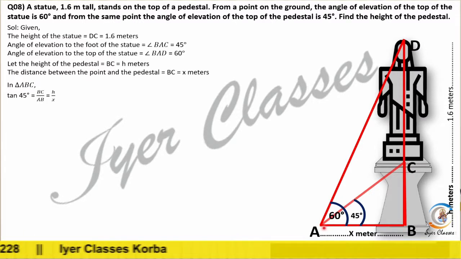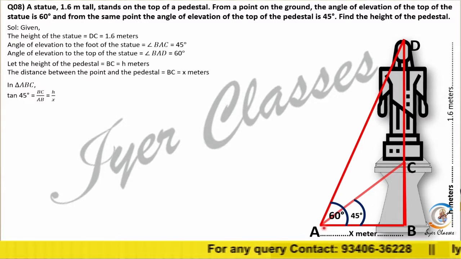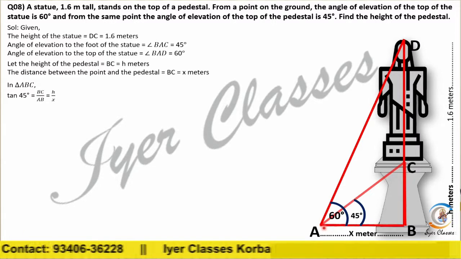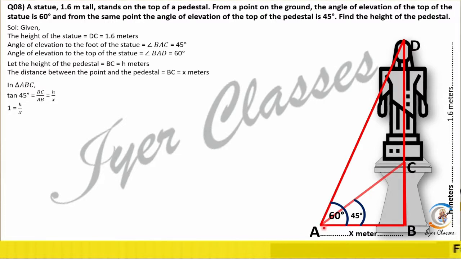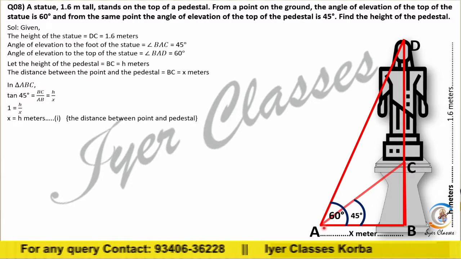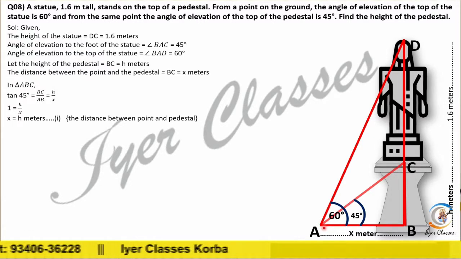So that means H is the BC, H is the height of the pedestal, and x is the distance of the point of observation from the foot of the tower. So H by x, it is shown in the diagram. You can see that. So tan 45 is, yes, 1, so that is equal to H by x, right? Now you can see that H is equal to x, and this is marked as equation number 1.